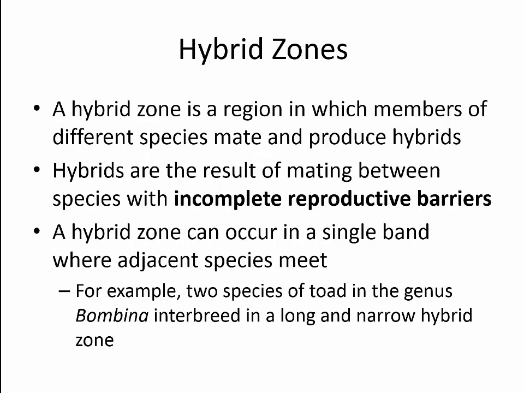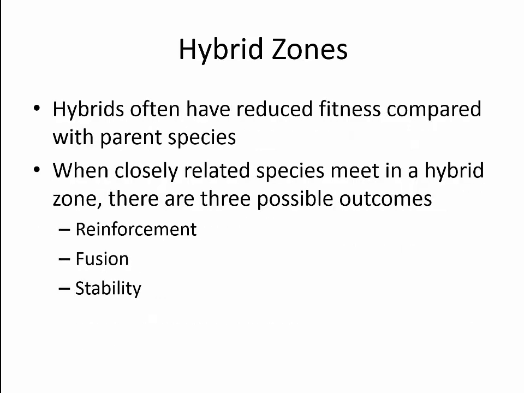A hybrid zone is a region where members of different species mate and produce hybrids. Hybrids are the result of mating between species with incomplete reproductive barriers. A hybrid zone can occur in a single band where adjacent species meet. For example, two species of toad in the genus Bombina interbreed in a long, narrow hybrid zone. Hybrids often have reduced fitness compared with the parent species.